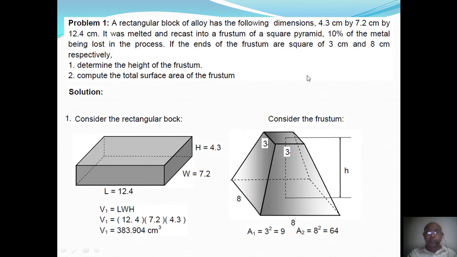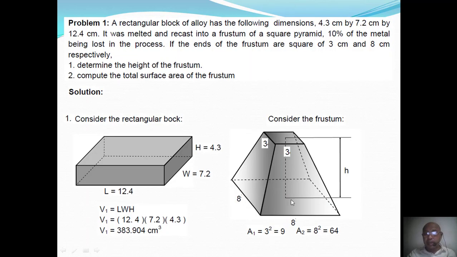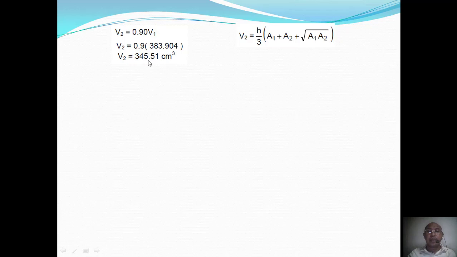The volume of the frustum, I will call it V2, is 90% of V1 because 10% will be lost during the process. So 0.9 of 383.904 is 345.51. The formula for the frustum is h over 3 times area 1 plus area 2 plus the square root of area 1 times area 2. We already have area 1, area 2, and V2. So we substitute, and the only unknown in this equation is h. Solving for the height of the frustum, we get 10.69 centimeters.